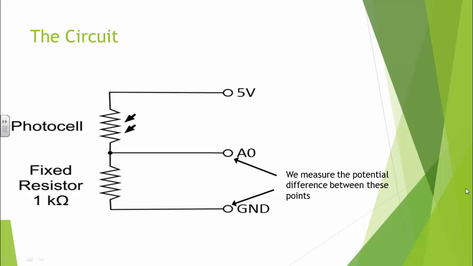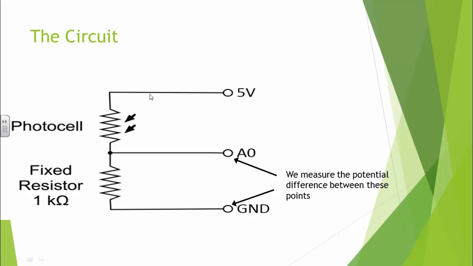Now notice if the photocell, if the LDR had 0 resistance here, that would put the potential at A0 the same as our 5 volts. We would measure 5 volts if that resistance were 0, because it'd be just like a wire was there. If the resistance is very high, then we start to look at that voltage drop equation. But if you don't remember it, we can do it as a simple thought exercise.